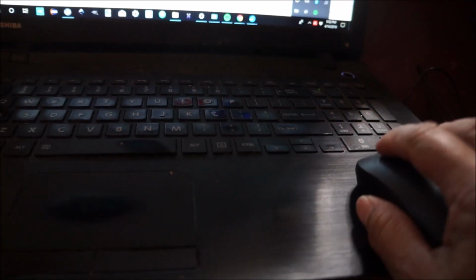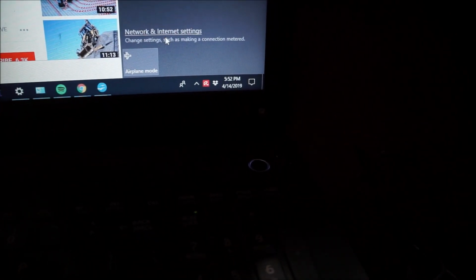We are having a problem with our Wi-Fi. And here it says that it is connected via Ethernet because I have it connected by the hotspot. But when I do show available networks, it doesn't show me anything.